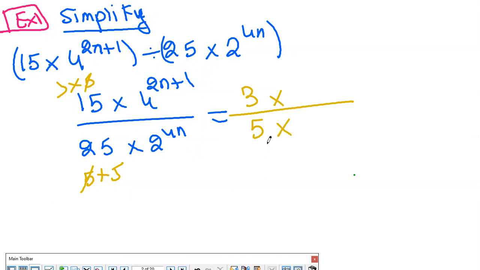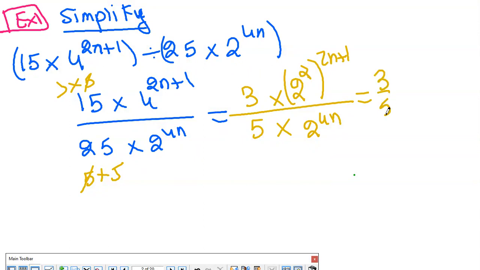But what is the problem here? How can I simplify those? To be able to simplify it, I need to have the same base. 2, I cannot do anything to it. Can I write it as an exponent? It's 2 exponent 1, it's the same, so it's 2 exponent 4n. What I can do to 4, I can write it as 2 squared, and then exponent 2n plus 1.